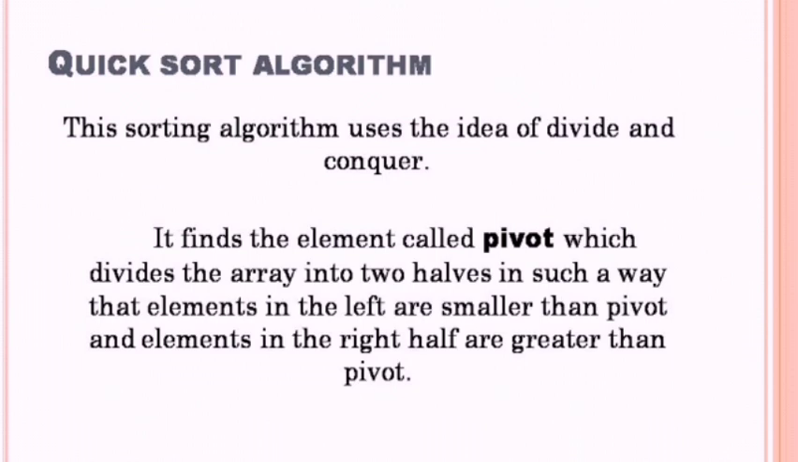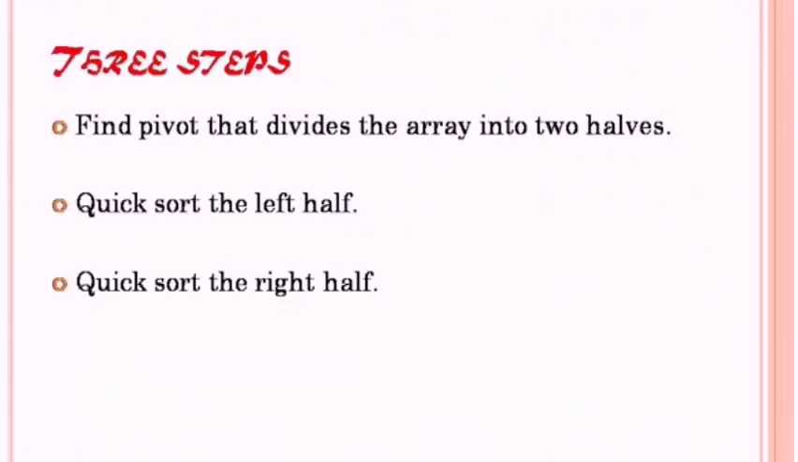The quicksort algorithm uses the idea of divide and conquer. Divide and conquer means we need to first divide the array and apply the quicksort algorithm. As I said in the first slide, we need to select an element called pivot which divides the array into two halves in such a way that all the elements in the left are smaller than pivot and the elements in the right half are greater than pivot. The elements less than pivot are placed on the left side and greater than pivot are placed towards the right side of the array. Here also same thing.